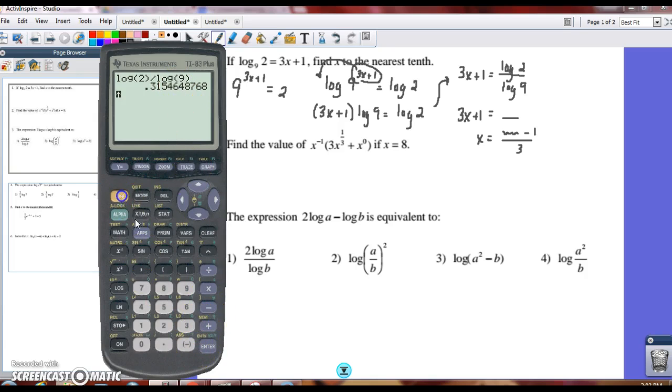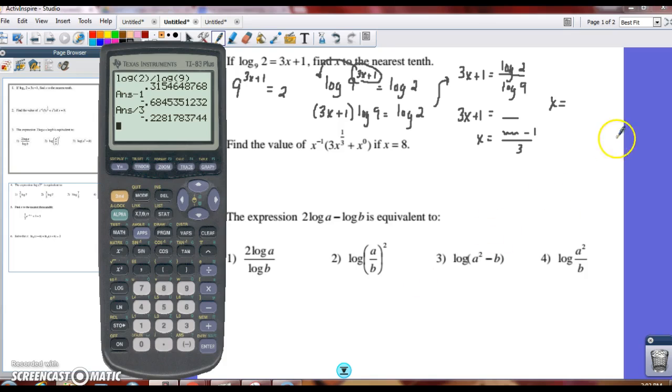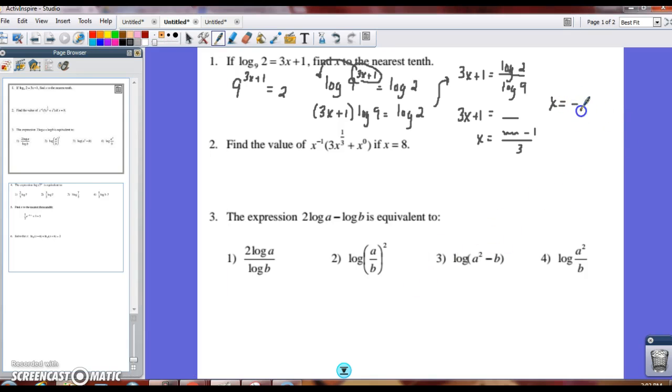So I would press second answer, that pulls up my last answer. Second negative sign pulls up that previous answer, minus 1, and then divide by 3. And so that would give me my final answer. To the nearest tenth, that would be x is equal to negative 0.2. Okay, so that's how I would go ahead and solve that problem.